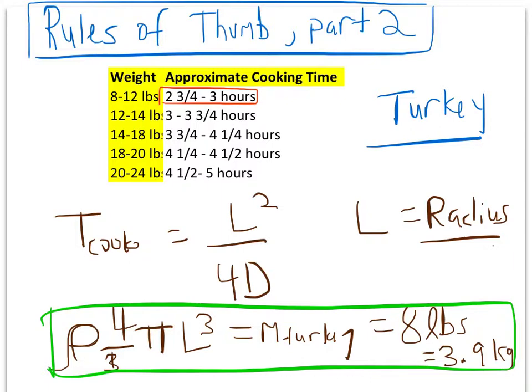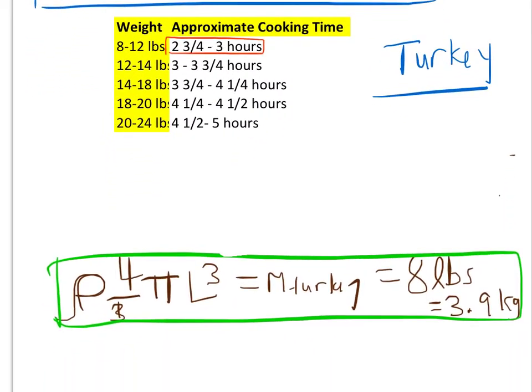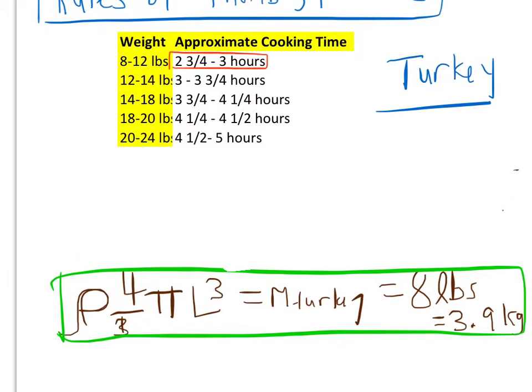Now let me erase a little bit so that we have more space to do this calculation. The only question really is, what do we use for rho? What I would recommend using is the density of turkey, but turkey is of course basically water. So let's take rho to be about 1 gram per cubic centimeter, which is the density of water.